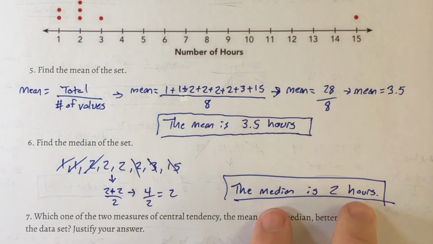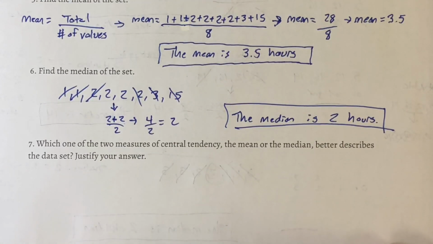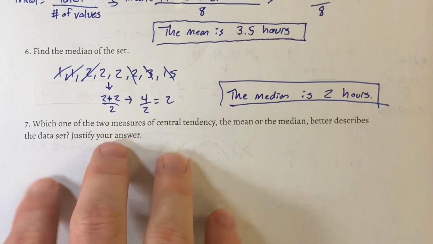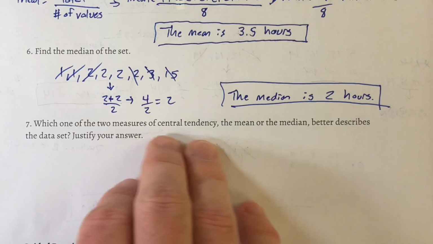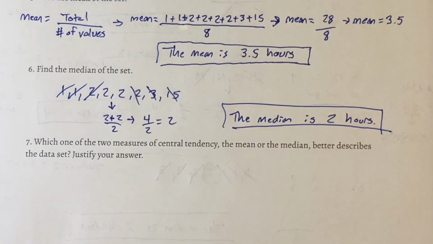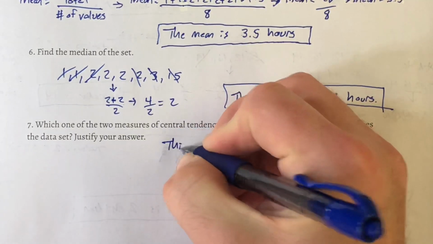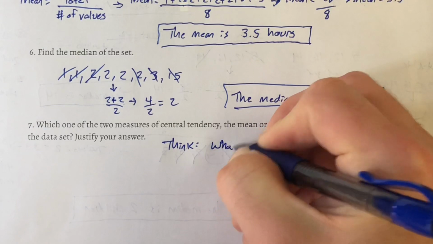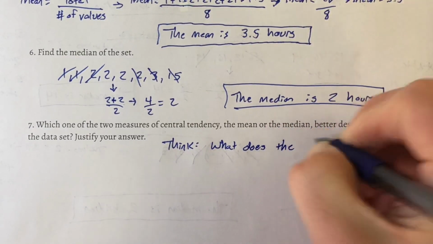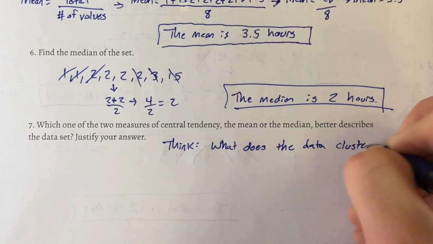Okay. So this is a different summary. We're saying here, in summary, the students are spending about 2 hours in the library. So we have two different summaries, which leads us to our last question on this scenario. Which one of the two measures of central tendency, the mean or the median, better describes the data set? So we have two summaries. Which summary is better, in other words? So we need to think, what does the data cluster around?